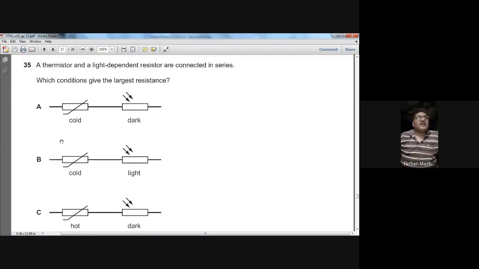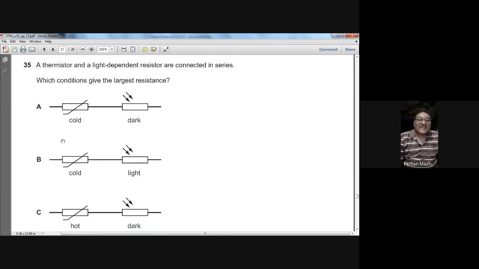Okay, on your screen, thermistor and light dependent resistors are connected in series. Which condition gives the largest resistance? As you see, the thermistor and the LDR, light dependent resistor, are connected in series, and we want the largest resistance. The resistance of the thermistor can be increased if it is put in a cold place, and the resistance of the LDR can be increased if it is placed in a dark place. So the condition should be dark and cold, or cold and dark.